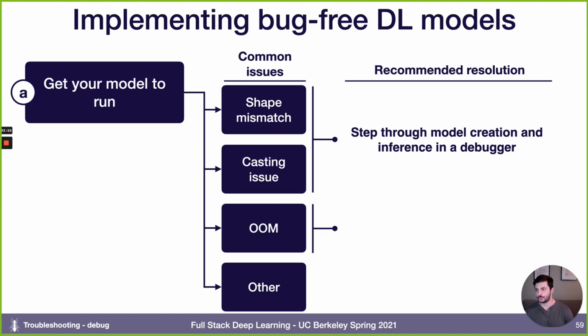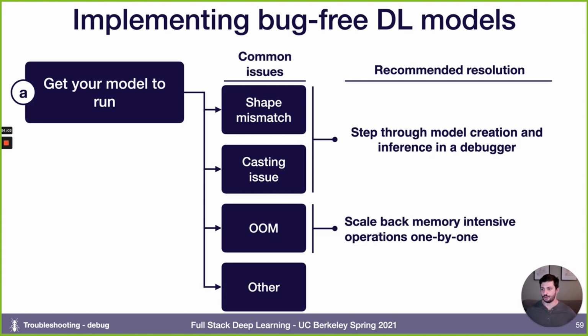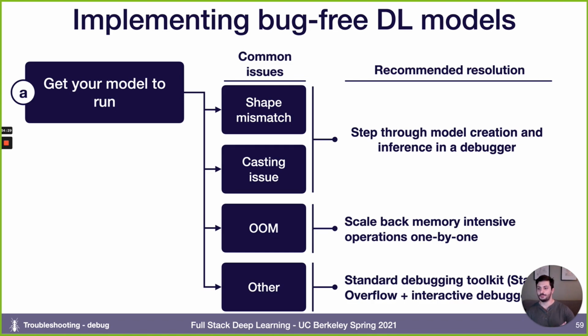Out of memory issues are another really common source of bugs at this stage. What I like to do here is look for all of the operations that are going to be memory intensive, so creating large tensors, loading large blocks of data into memory, and scale those back one by one. Try reducing the batch size, try making the number of channels smaller or something like that, until you get down to something that can actually run. That will tell you where the original memory intensive operation might have been. And there are many other things that can go wrong here, so I recommend the standard software engineering debugging toolkit, which is basically Googling stuff until you find a plausible source of the error.